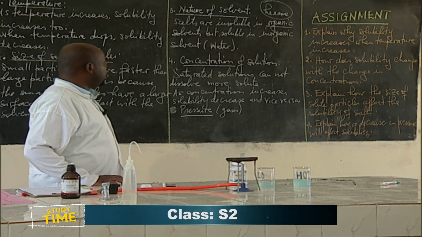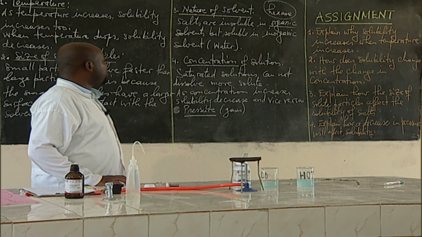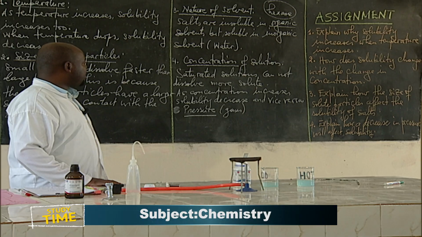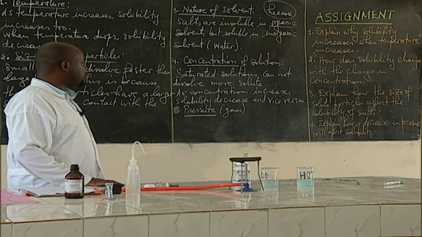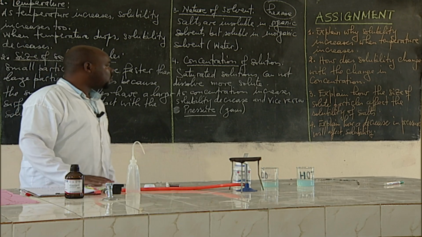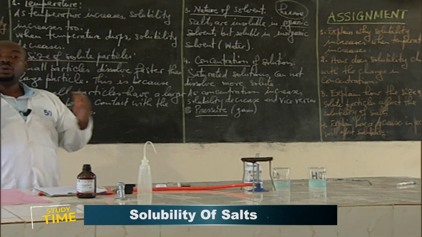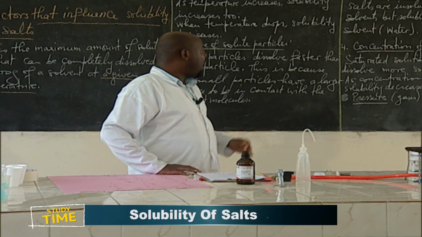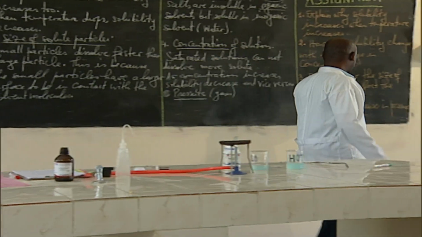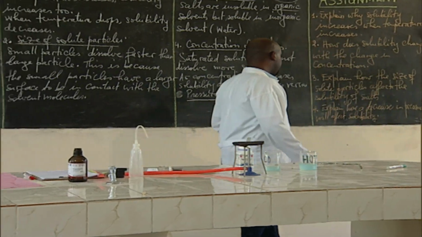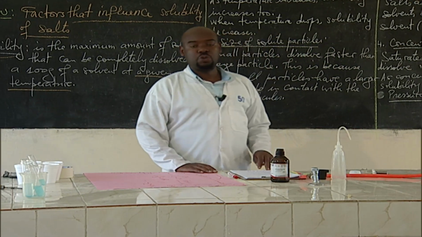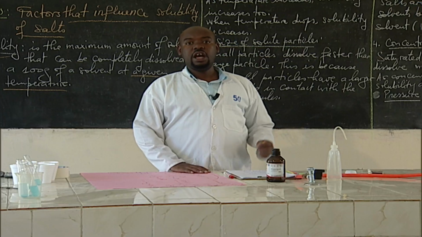Explain why solubility increases when temperature increases. That is the first question. How does solubility change with the change in concentration? That is the second. And the third, explain how the size of solute particles, whether large or small, affects the solubility of salts. And finally, explain how a decrease in pressure will affect the solubility of a gas in a liquid solvent.